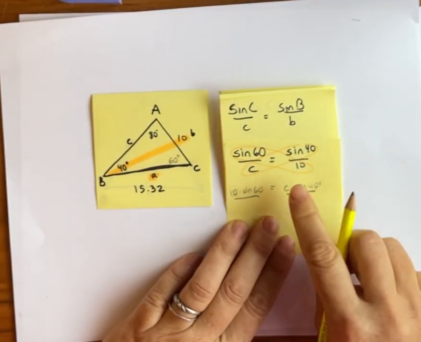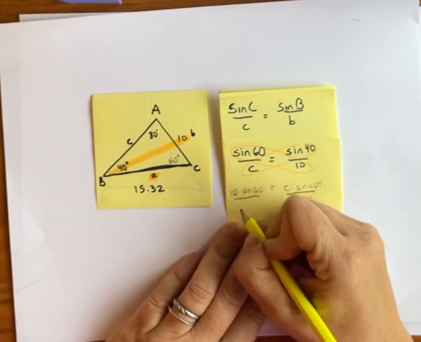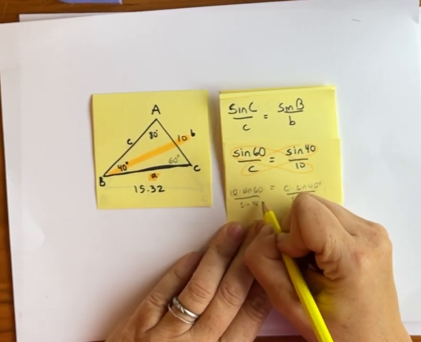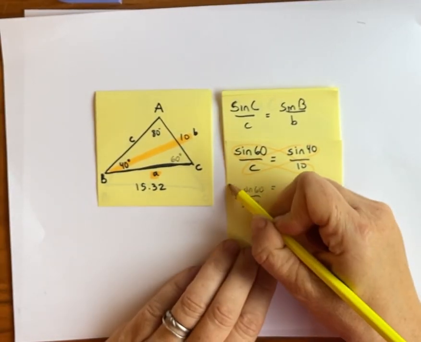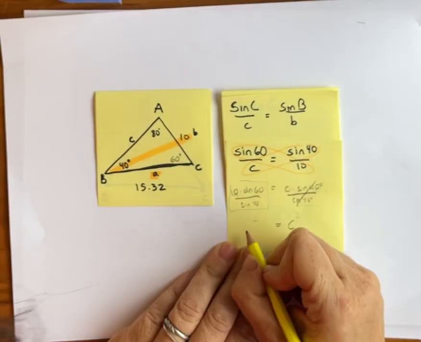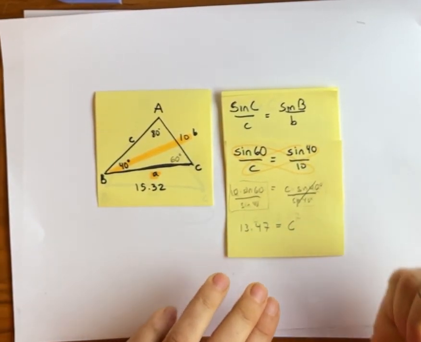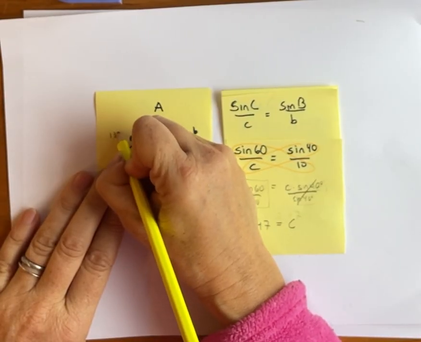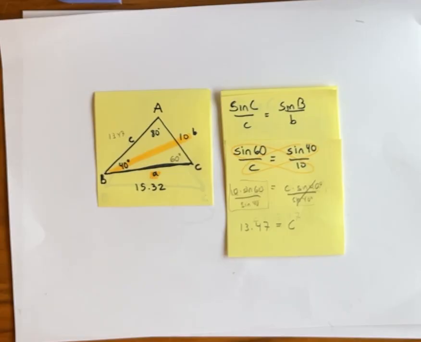I want to get c by itself, so I divide both sides by sine 40. Okay, and then that cancels out, so c equals this term right here. You can go ahead and put that in your calculator, and when you do that, you end up with c equals 13.47. I now have solved every angle and every side. So this is a great thing to know, and you might actually want to put it in your notes so you can use it.